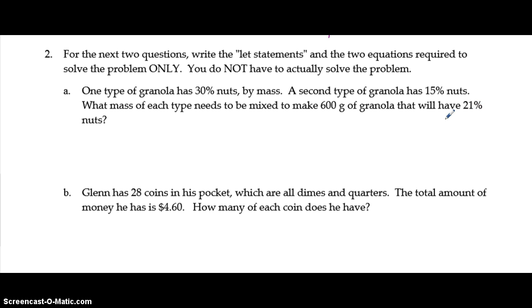So take a minute, circle your information, and underline what the question is. I'm going to pause the video. Once you've done that, press play on the video to check your answer.